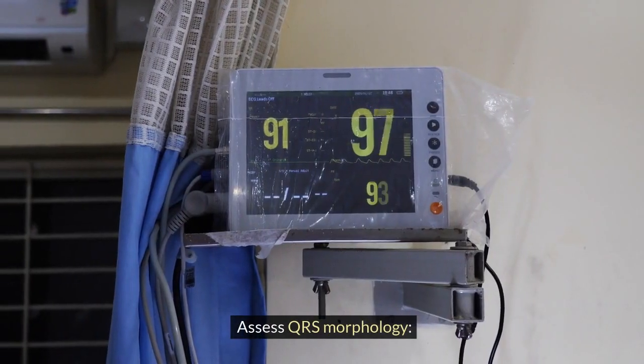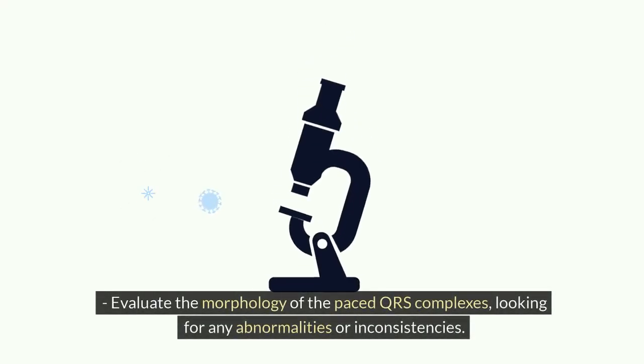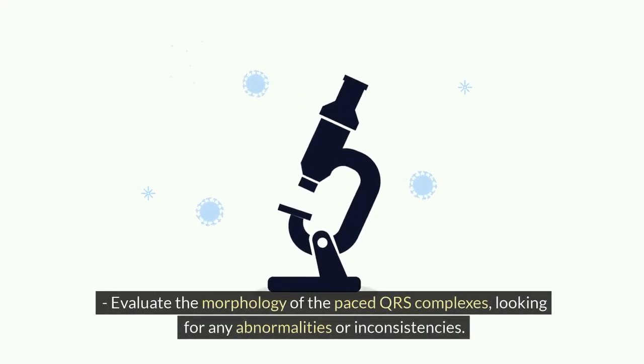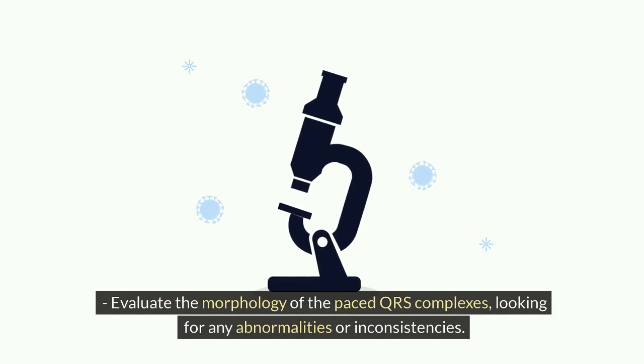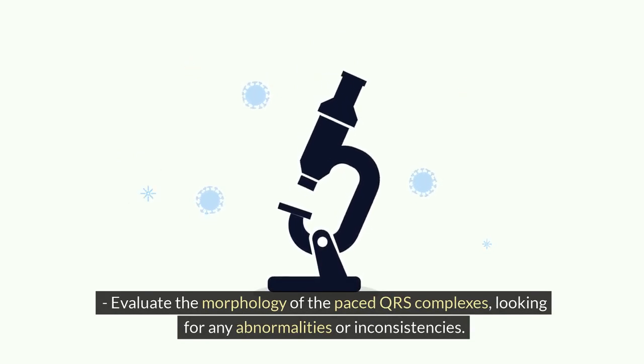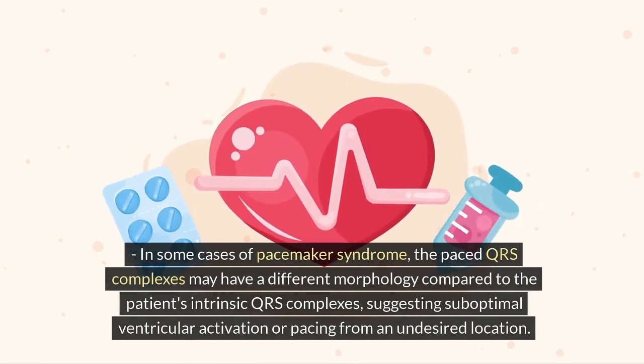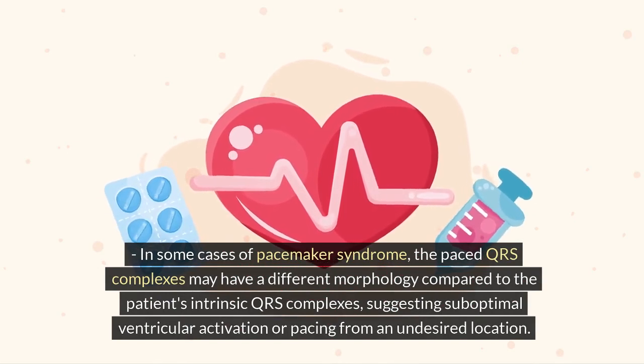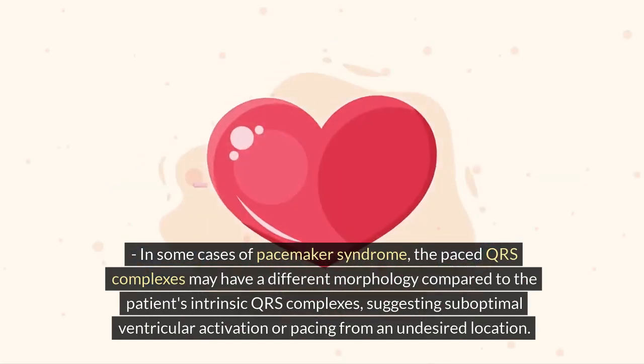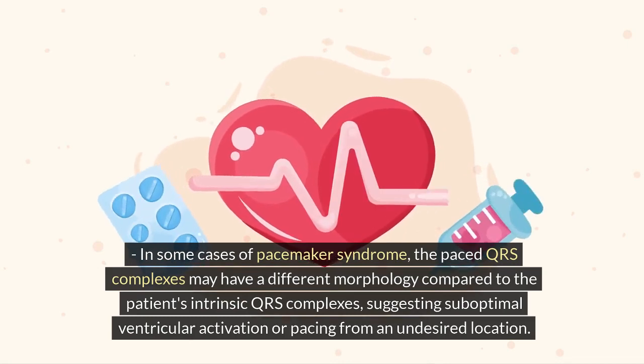Assess QRS morphology. Evaluate the morphology of the paced QRS complexes, looking for any abnormalities or inconsistencies. In some cases of pacemaker syndrome, the paced QRS complexes may have a different morphology compared to the patient's intrinsic QRS complexes, suggesting suboptimal ventricular activation or pacing from an undesired location.